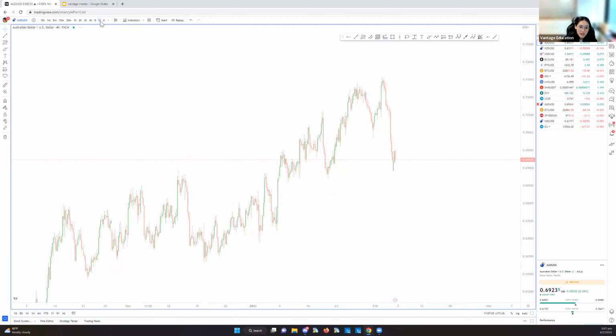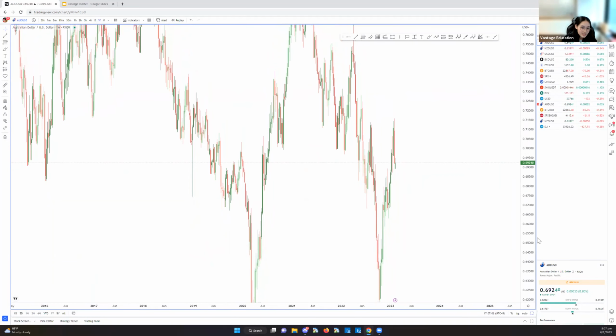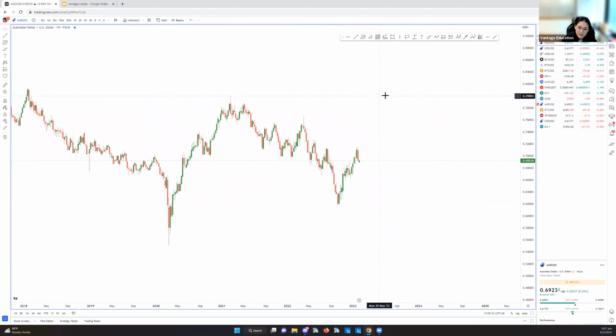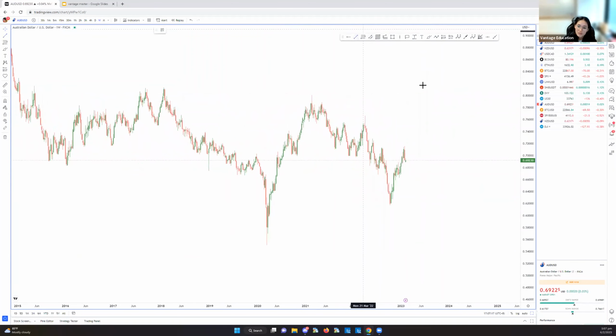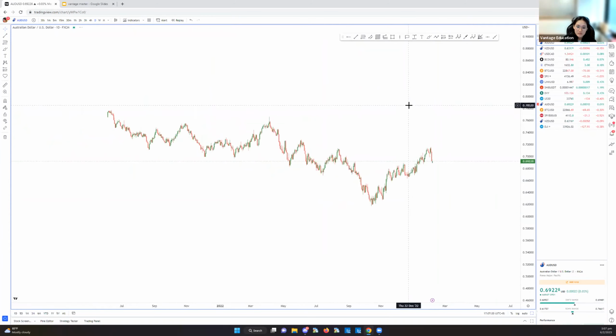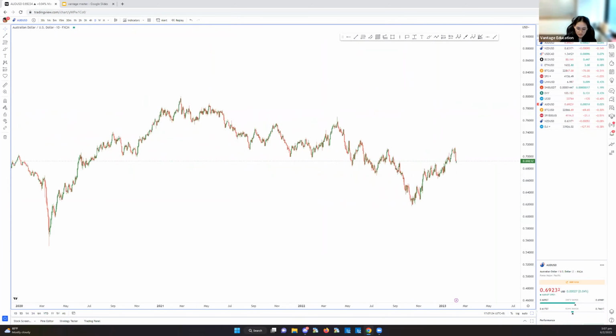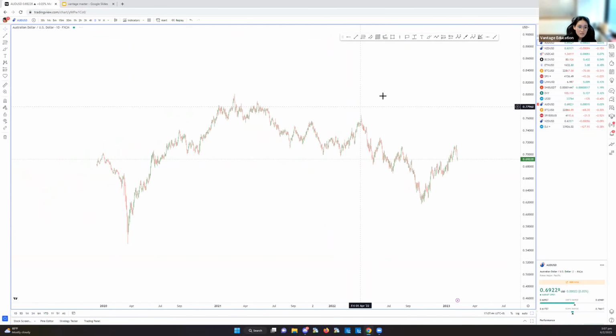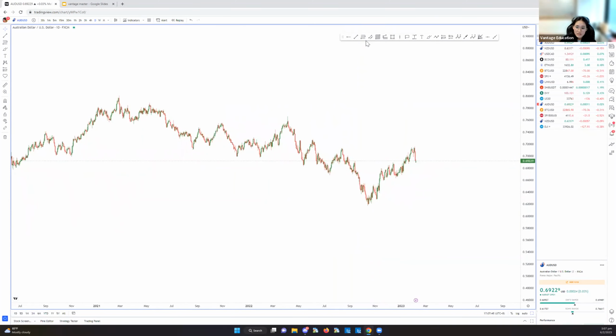Okay, so let's begin by checking out our weekly time frame so that we get an overview of the general trend of the charts. We can see prices recently going up on the weekly time frame. Now let's look at our daily time frame. Similarly to the weekly time frame, we can see prices heading upwards.